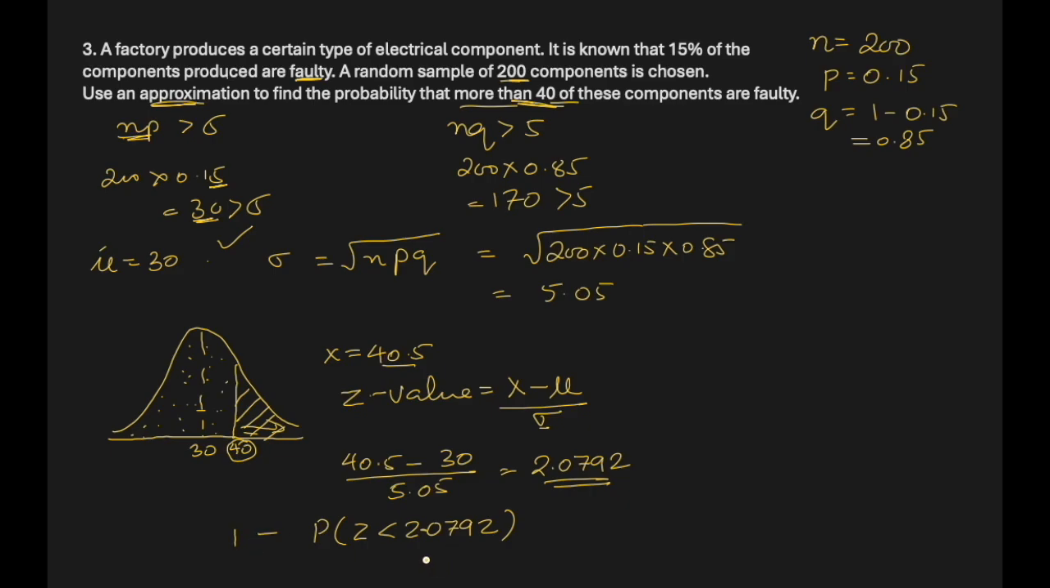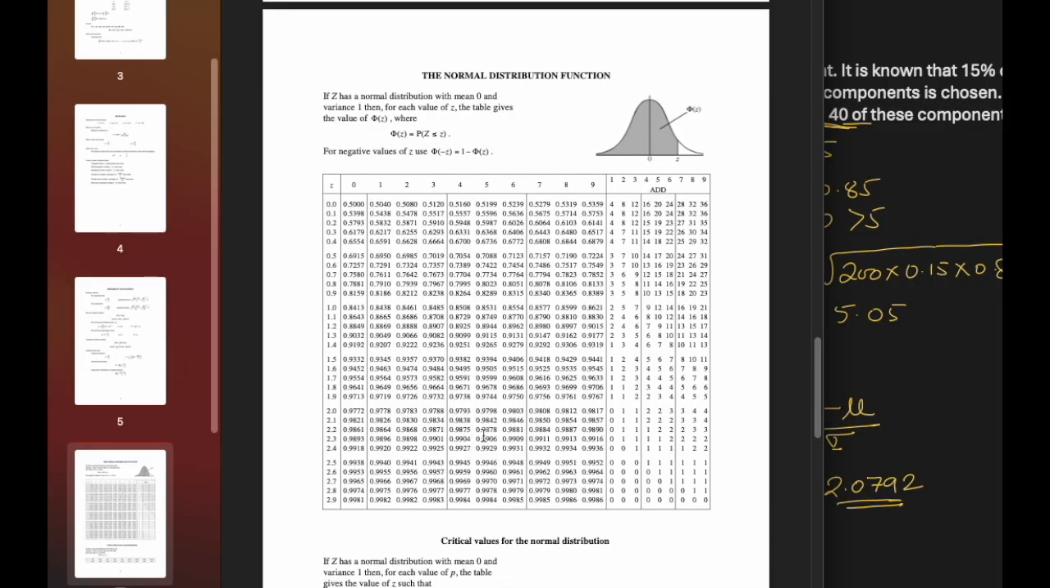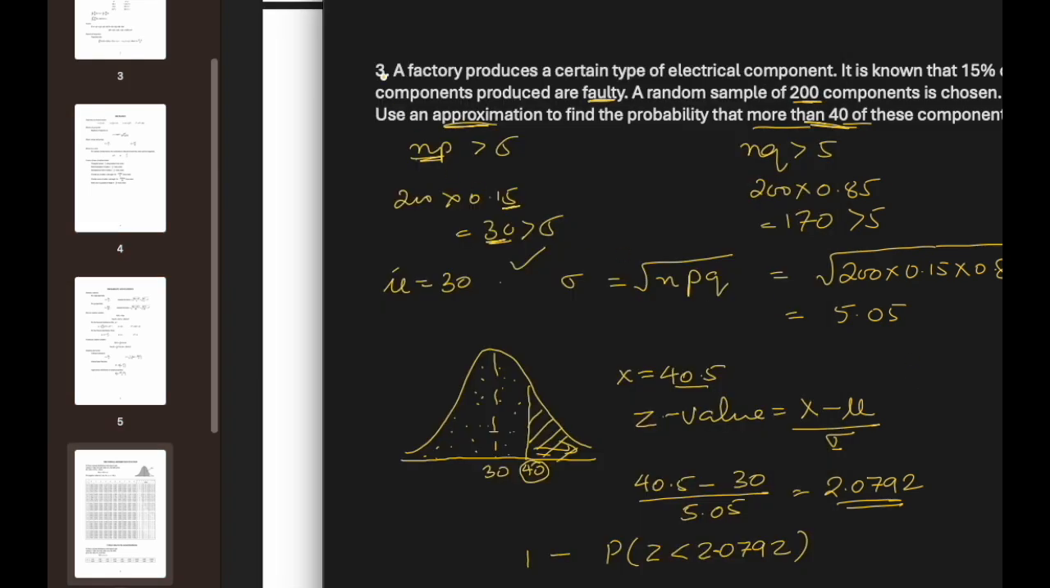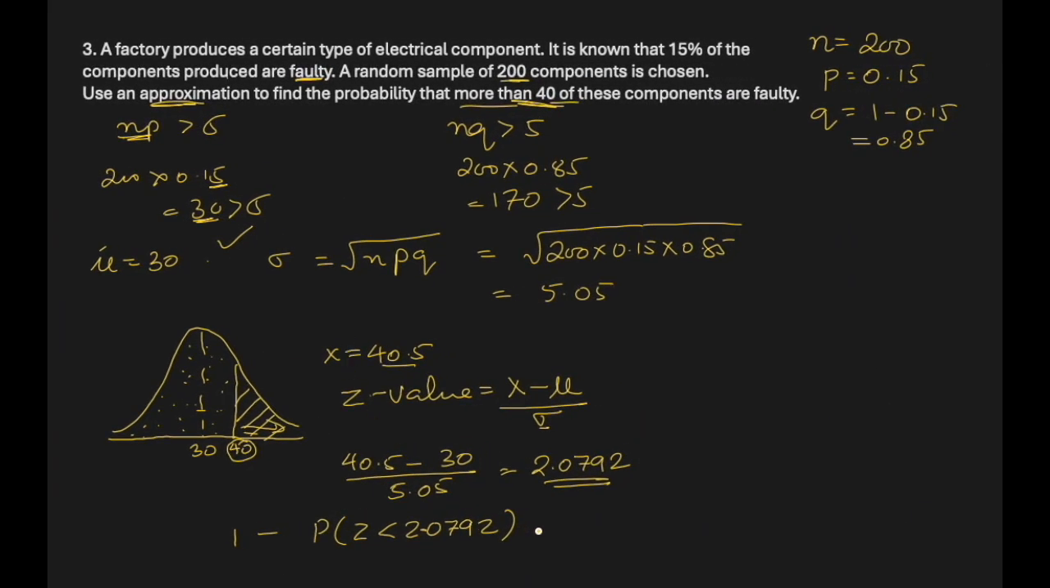Okay, so let me use my table. 2.0792. 2.0 is here, 2.07 will be 0.9808, this one, and then we want 9 also after this. 2.079. 9 is the last one, which is how much? 2.0 here, 4. Yeah, this 4. So 0.9808 plus 0.0004 will be 0.9812.